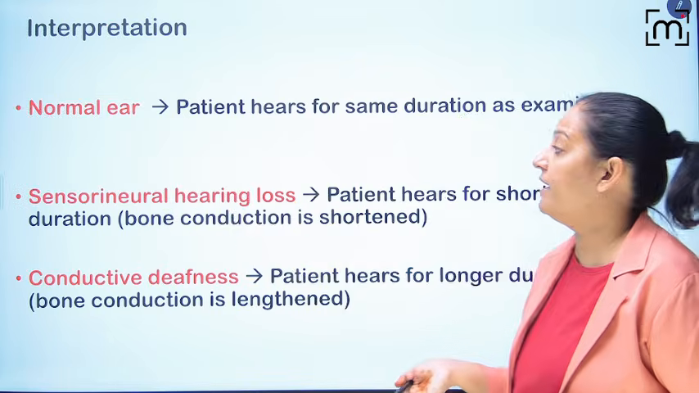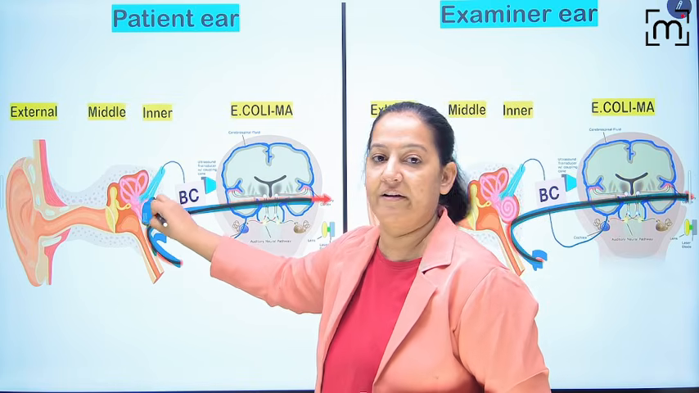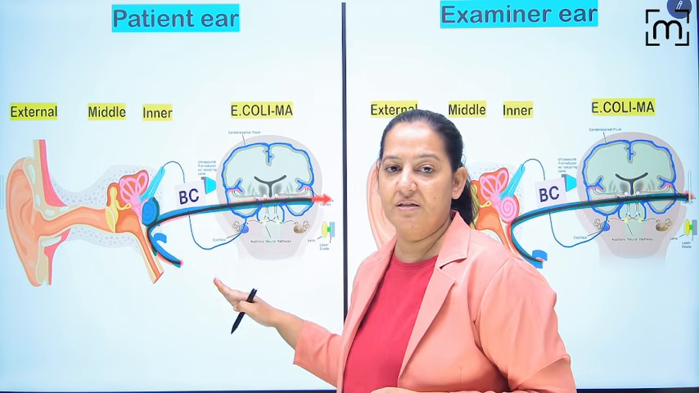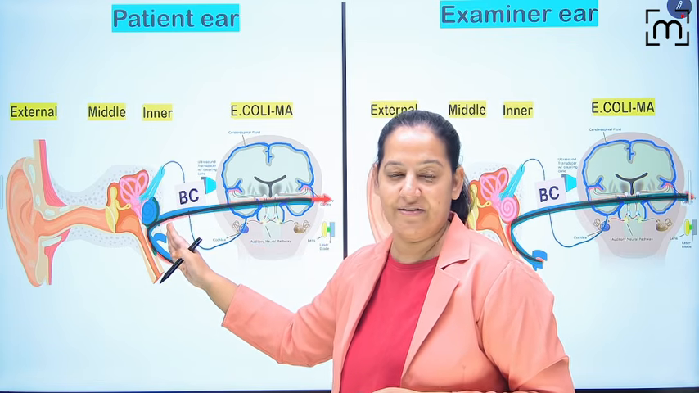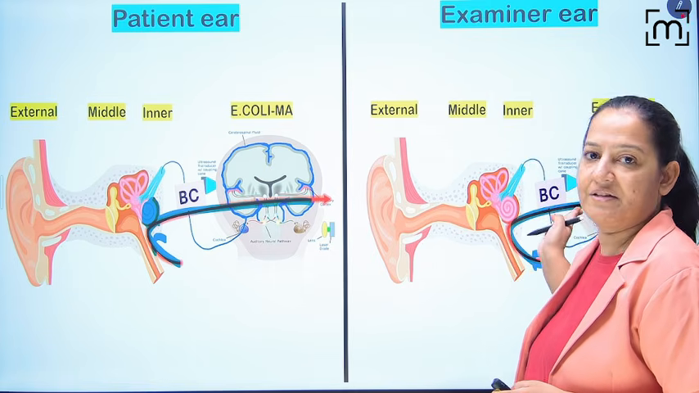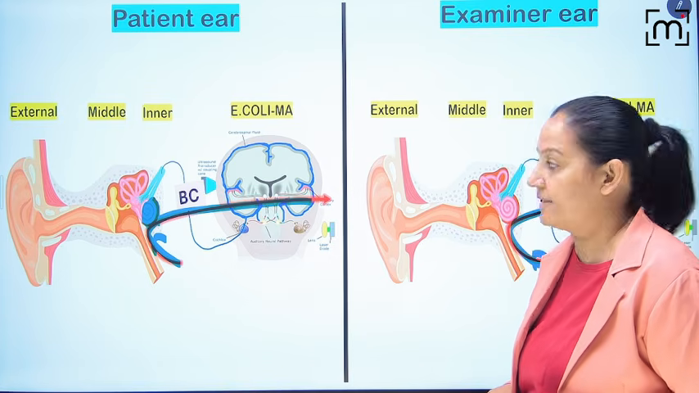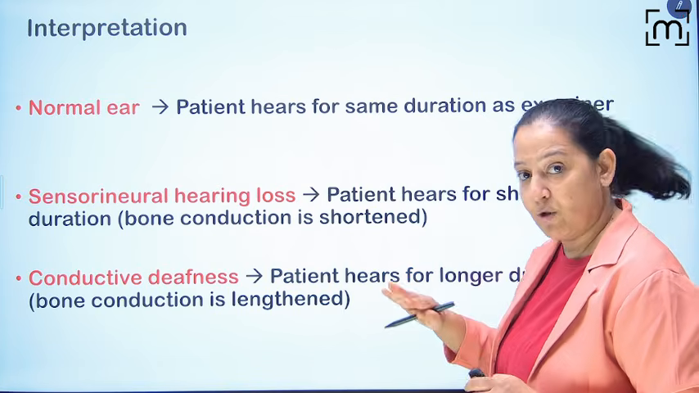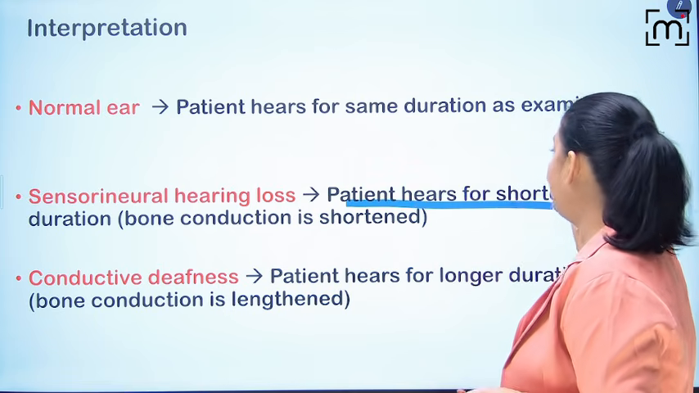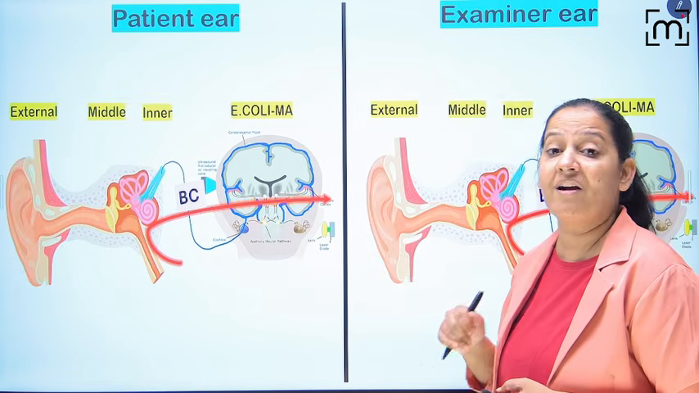But what happens in sensorineural deafness? You tell me what will happen. My patient is having a defect in the cochlea, so my patient's cochlea will not be 100% activated. But my cochlea is healthy, so my cochlea is 100% activated. So my BC will be longer than the patient's BC. If the patient's BC is shorter than mine, it's sensorineural deafness. But what happens in conductive deafness?